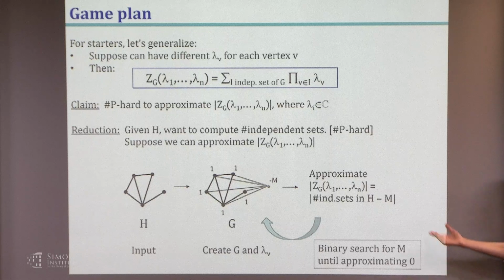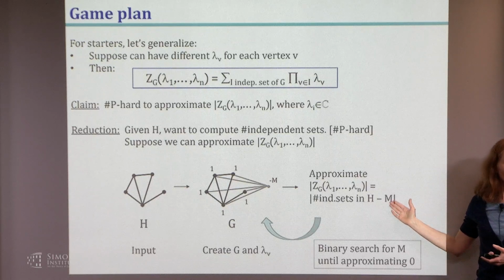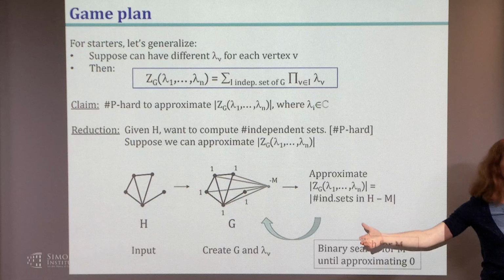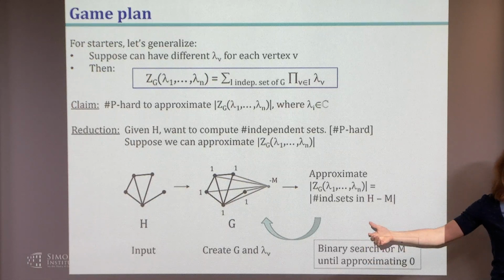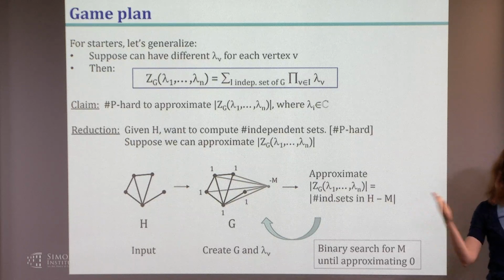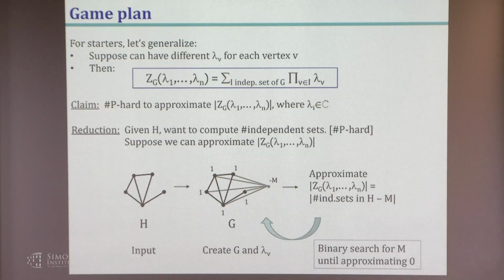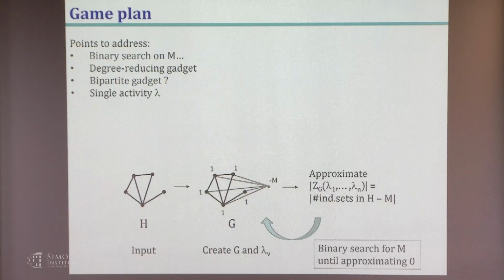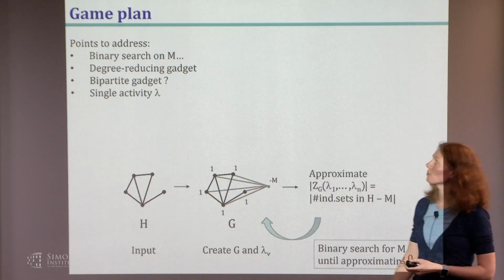Okay? Now, I don't know which m to start with. I know the number of independent sets can be anywhere between 1 and 2 to the n. So it sounds like some kind of binary search. Trying, but we have to be just a little bit more careful. So here are several points that we need to address.